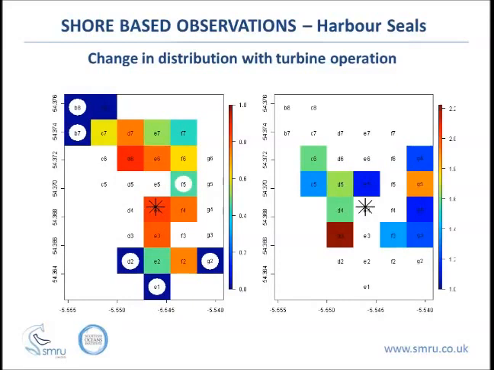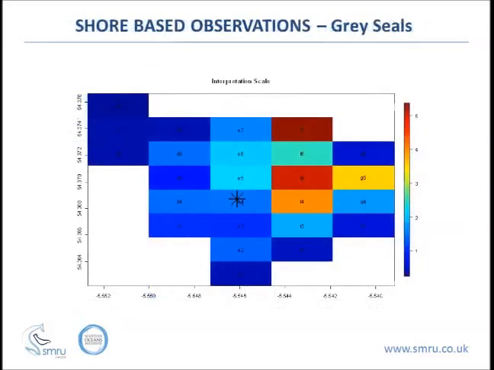So I'm just going to flick through the next two slides that just show the density surfaces for grey seals, and that just shows the increase in, oh, can we just go back one please? The grey seal just shows that there were much more sightings.